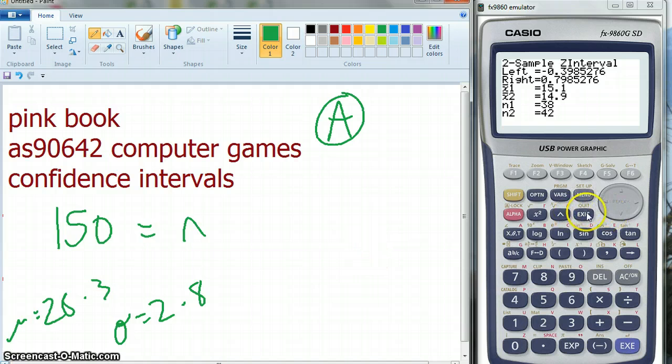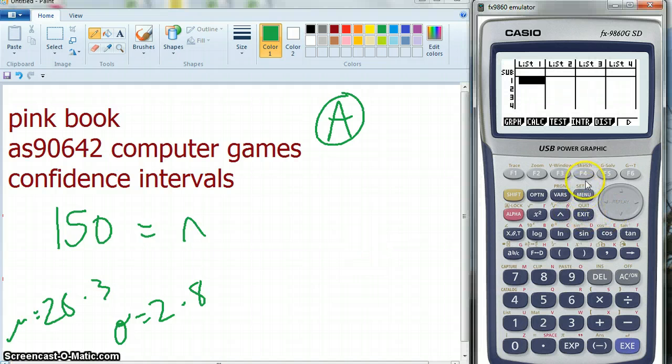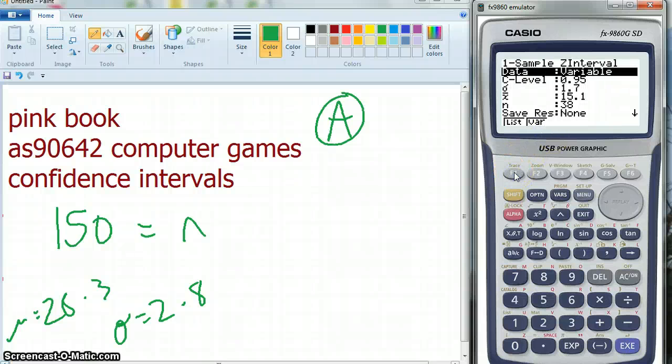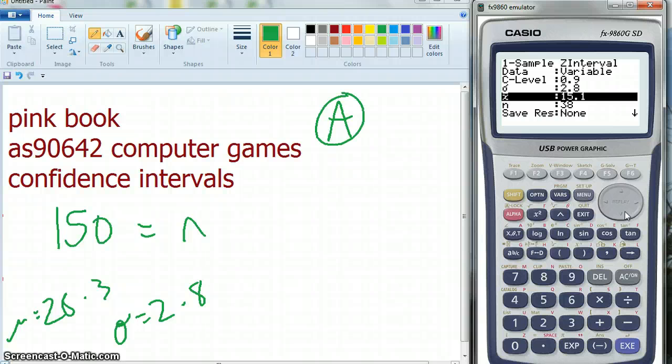So what are we looking at here? Have we got one sample, 2 samples, or are we looking at proportion? We've got one sample and we've got variable. We've got a confidence interval of 90, which was in the question. What's the standard deviation? 2.8. What's the mean? 28.3. And what's our sample size? 150.